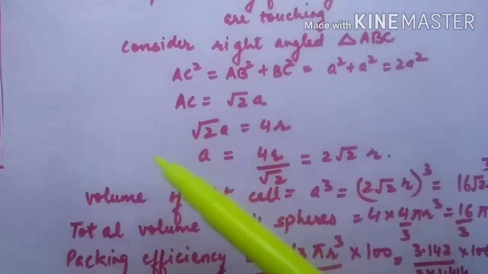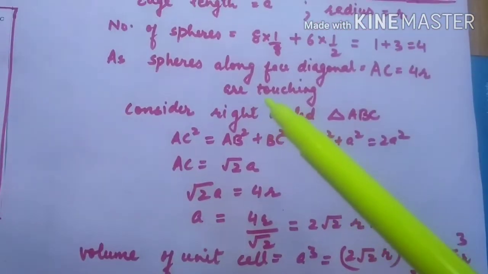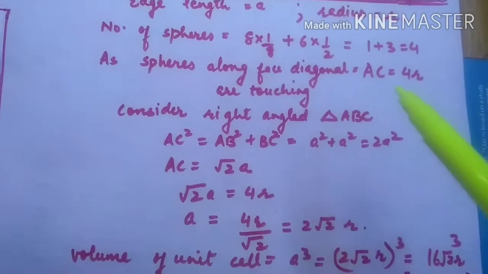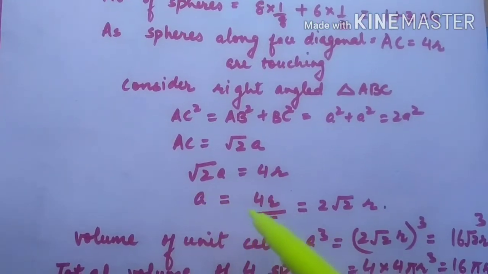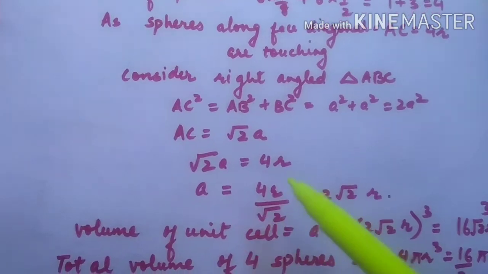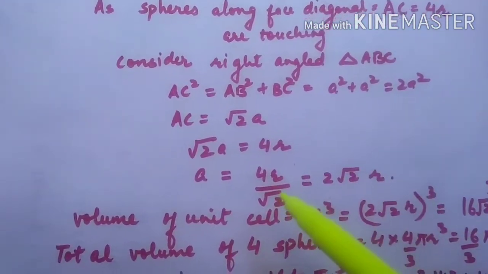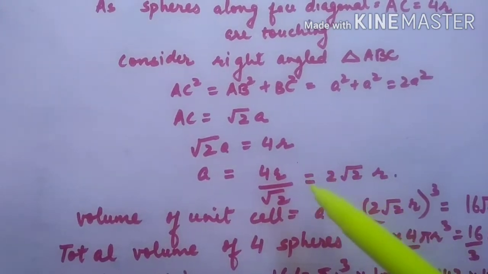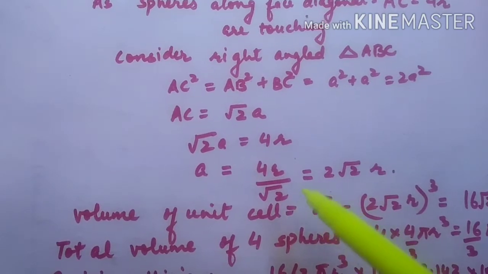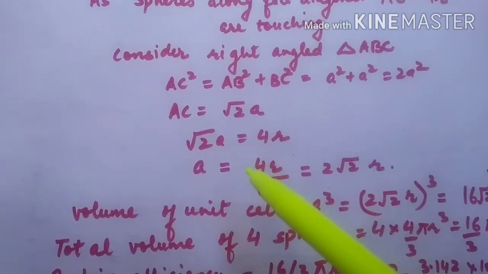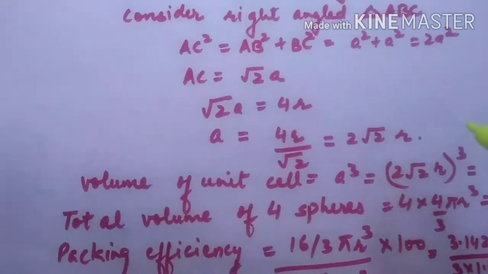So you have AC is equal to root 2 a. You also have AC is equal to 4r. Equating these two, root 2 a is equal to 4r, so a is equal to 4r upon root 2. On rationalizing, this becomes 2 root 2 r. We multiply numerator and denominator with root 2 to rationalize. Root 2 into root 2 is 2, and 2 cancels out with 4. You get 2 and root 2, so this is 2 root 2 r.